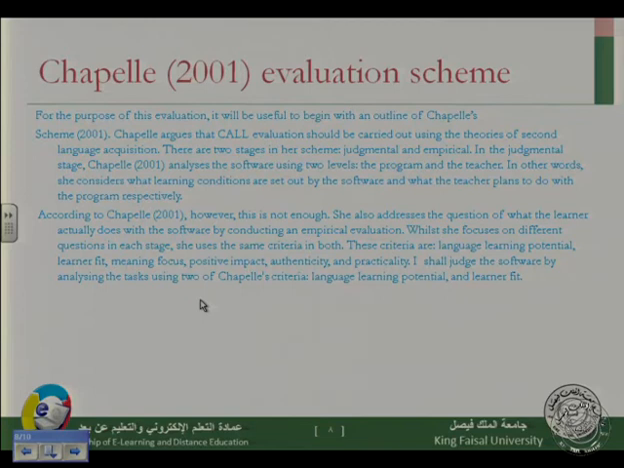Practicality, and I mentioned this, the software should be practical. You can use it, you can implement it in a very good way. If it's not practical, well, then it's different. Let's say that you have the software, but you don't have a lab. You have a lab, but you don't have students. You have students, but you don't have the software. So everything should be available to you to be practical, and you can use it. So next class, I will talk about these two criteria, language learning potential and learner fit, inshallah.